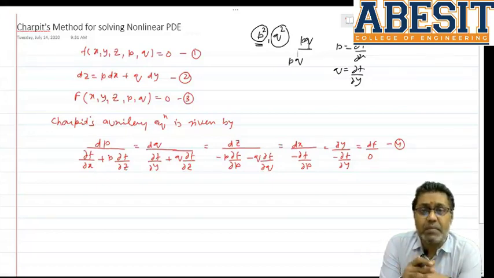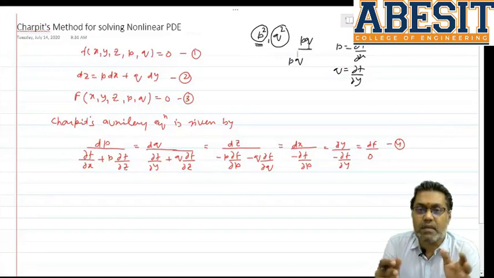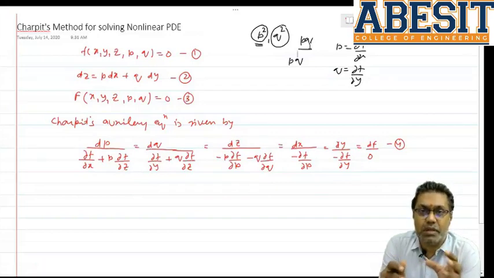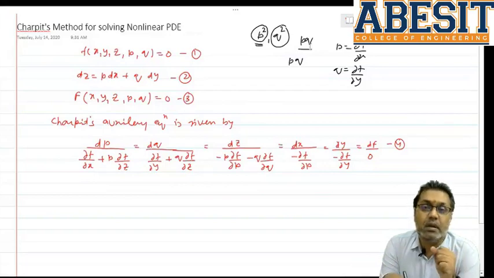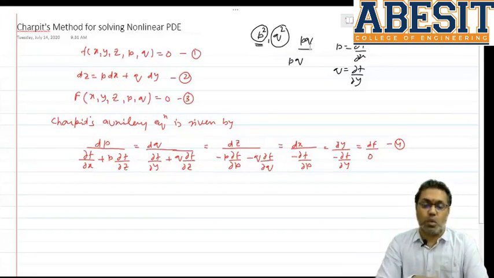And basically the Charpit method is the general method. There are several other methods by which we can find the solution of non-linear PDEs, and the Charpit method is the general method. That means with the help of the Charpit method we can find the solution of any non-linear PDE. But this method is a little bit complicated, so we avoid this method unless we don't have any other option. But in our syllabus the Charpit method is there, so we will discuss the Charpit method.